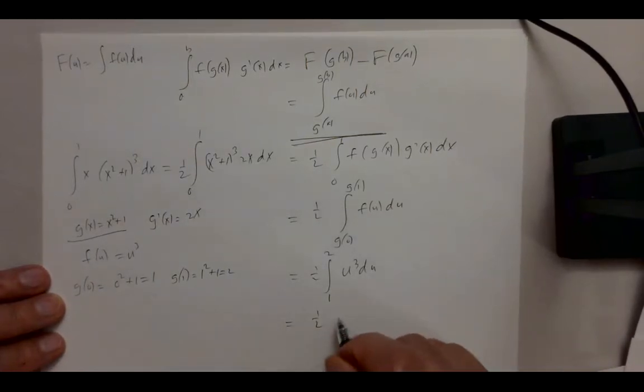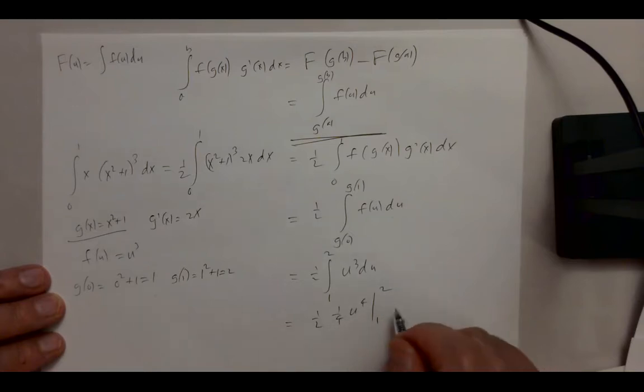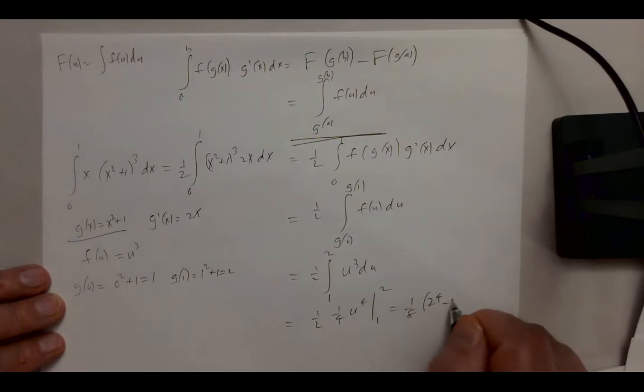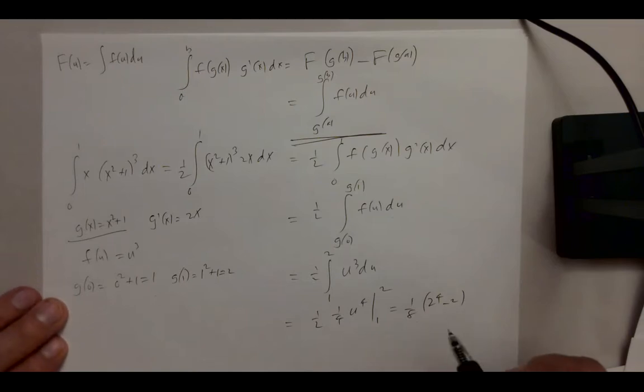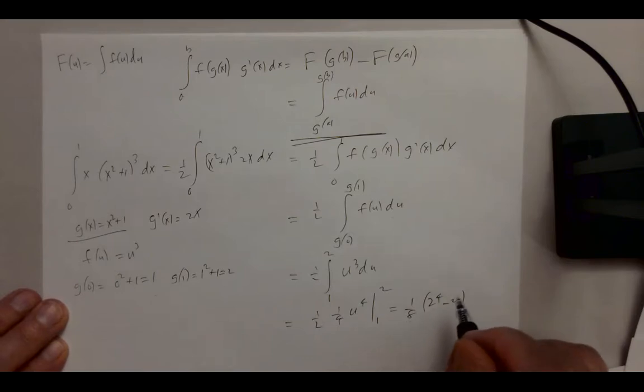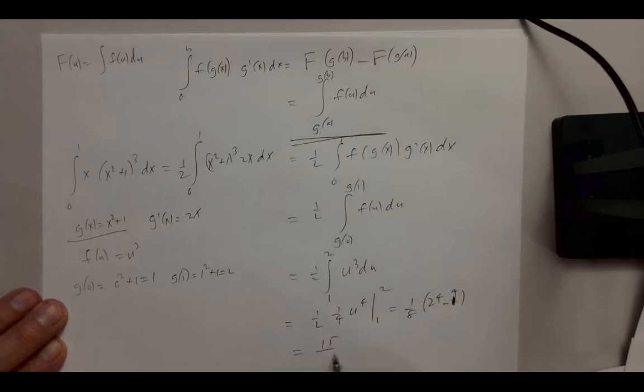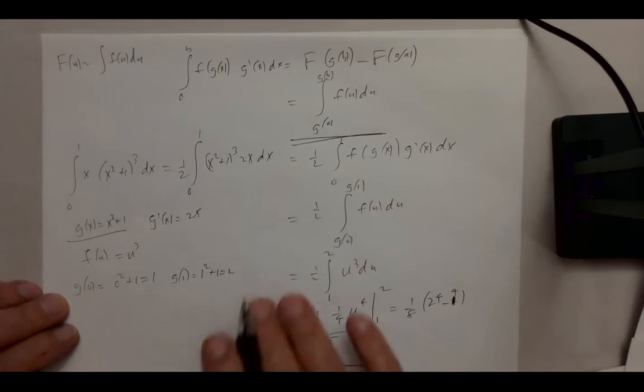This is equal to 1/2 times 1/4 u to the 4th from 1 to 2, which is 1/8 times 2 to the 4th minus 1 to the 4th. 16 minus 1 is 15. And the answer is 15 over 8.